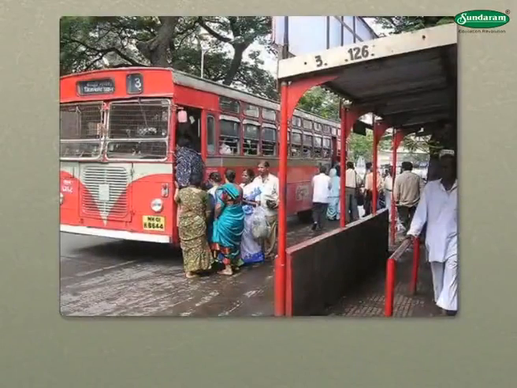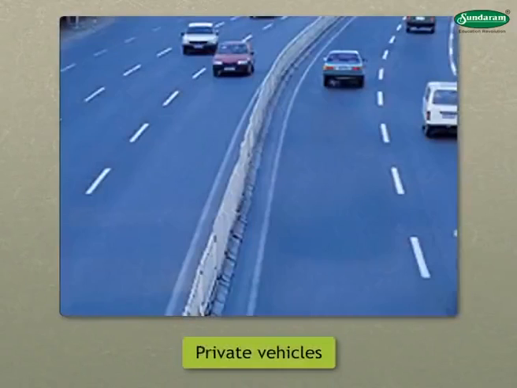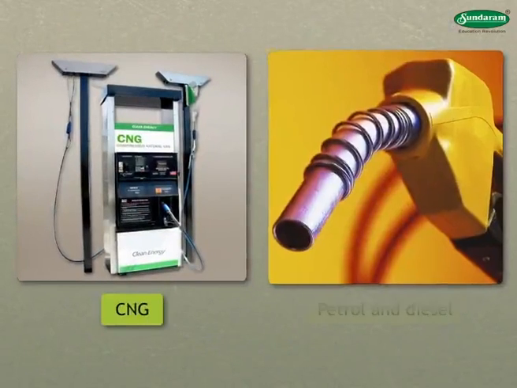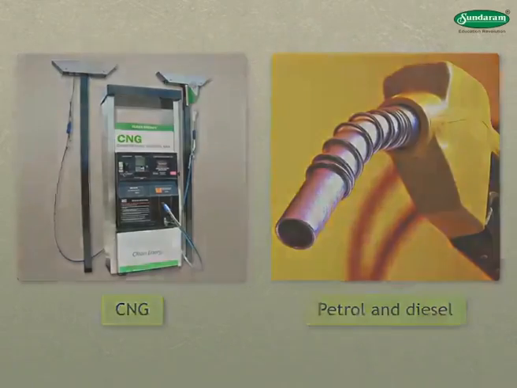A remedy for all these ills is to make greater use of public transport and reduce the use of private vehicles. We must use fuels like CNG rather than petrol and diesel, which cause air pollution. This will bring air pollution under control.